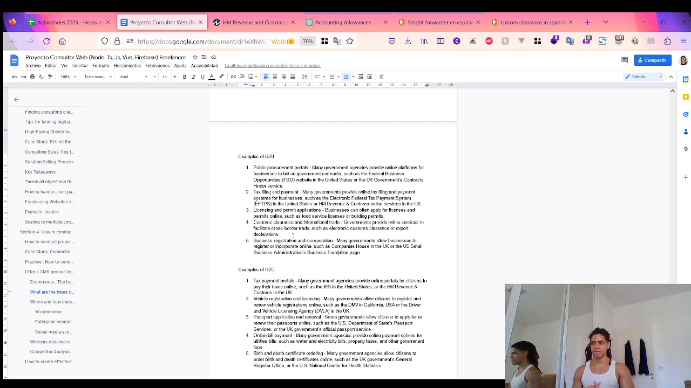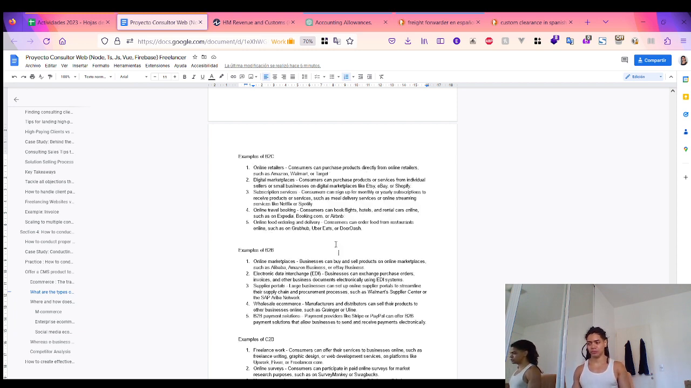And then you also have business registration and incorporation. Many governments allow businesses to register or incorporate online, such as Companies House in the UK or the US Small Business Administration business formation page.